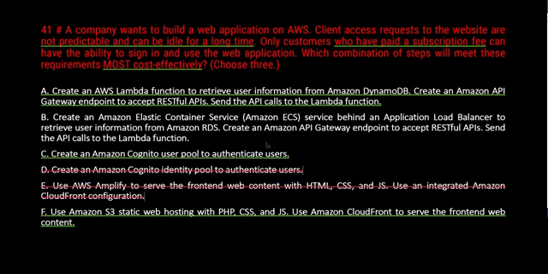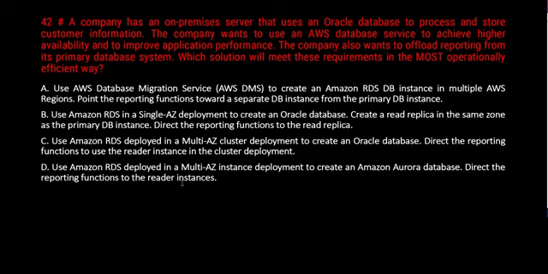Okay, so that being said, let's go to question number 42. A company has an on-premises server that uses Oracle database to process and store customer information. The company wants to use an AWS database service to achieve higher availability and to improve application performance. The company also wants to offload reporting from its primary database system.